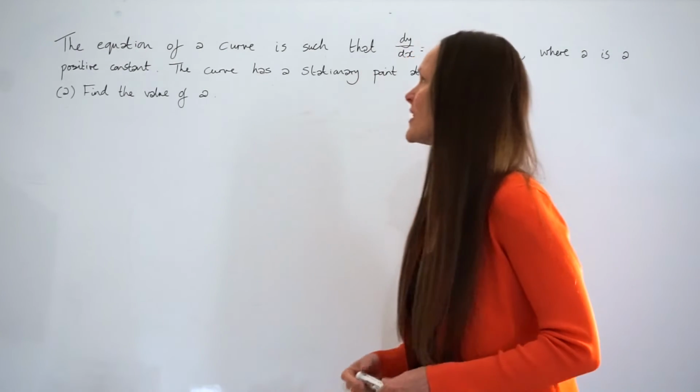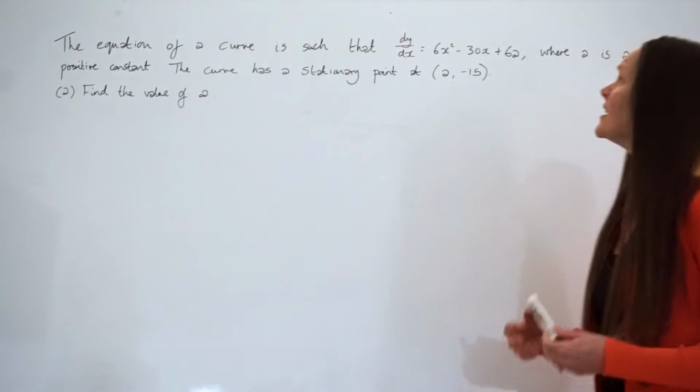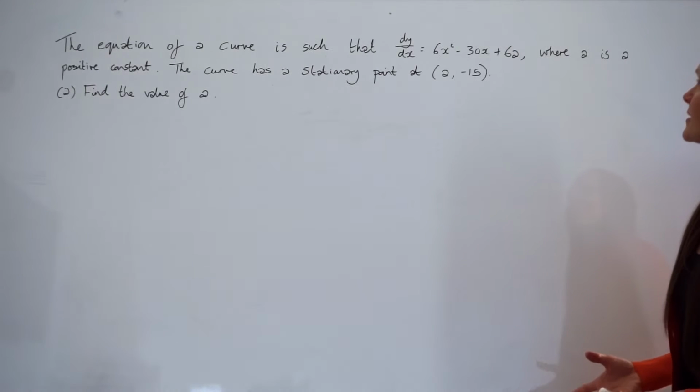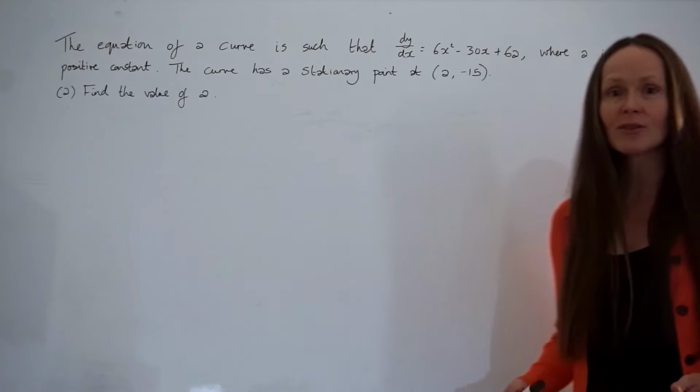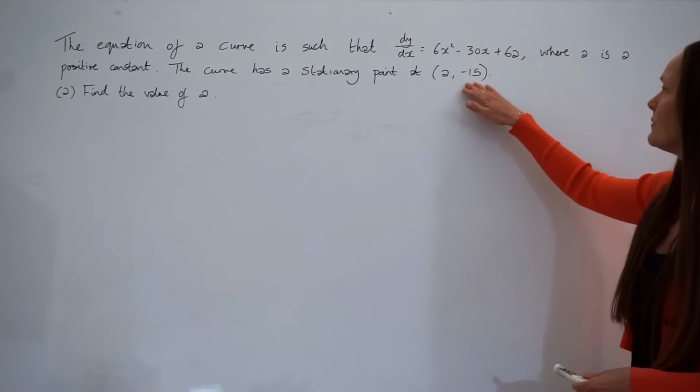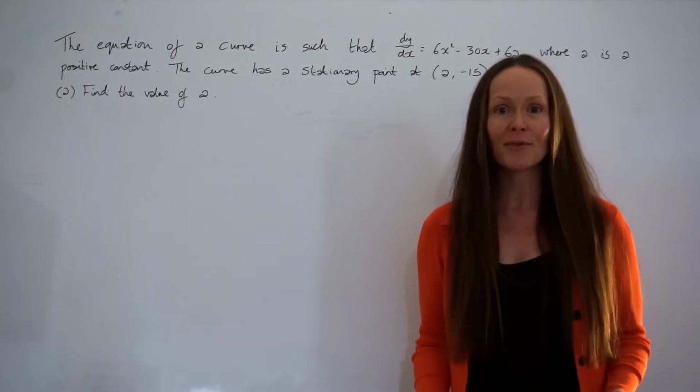In this question, the equation of a curve is such that dy by dx is equal to 6x squared minus 30x plus 6a, where a is a positive constant. The curve has a stationary point at (a, -15). Find the value of a.